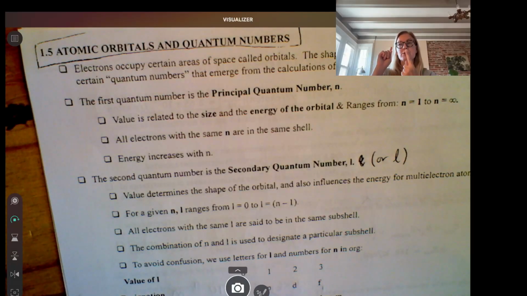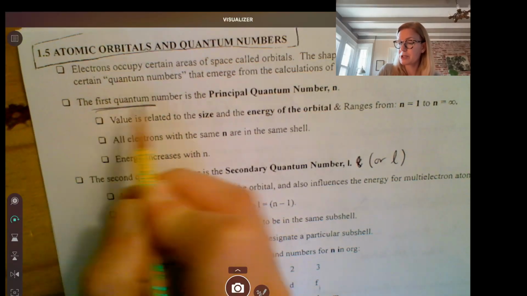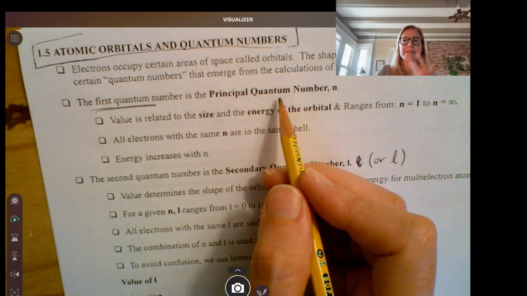The first one tells you the energy level it's in, or the shell. The second one tells you the energy sublevel that it's in, or the subshell. And the third and fourth tell you things that are more specific about its location that you don't need to know for AP chemistry. So all you need to know are the first quantum number, the principal quantum number, which is essentially the energy level.